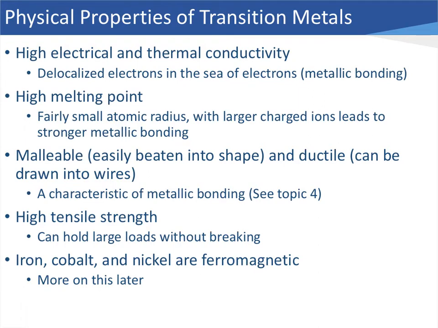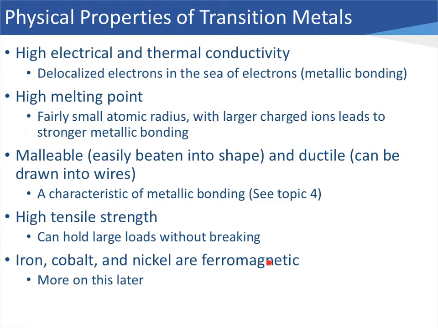Transition metals also have high electrical and thermal conductivity, and that relates to their sea of electrons and their metallic bonding. They tend to have a high melting point because they all have a relatively small atomic radius with larger charged ions, and that leads to stronger metallic bonding, which leads to higher melting point. They are malleable, which as we know is a characteristic of metallic bonding, same with being ductile. They have a high tensile strength, and the word tensile, what the heck does that mean? I'm not even sure if I know the exact definition, but what I know is that they can hold large loads without breaking. Titanium is a very common one. Think in your head about a light transition metal that's strong, and you think titanium.